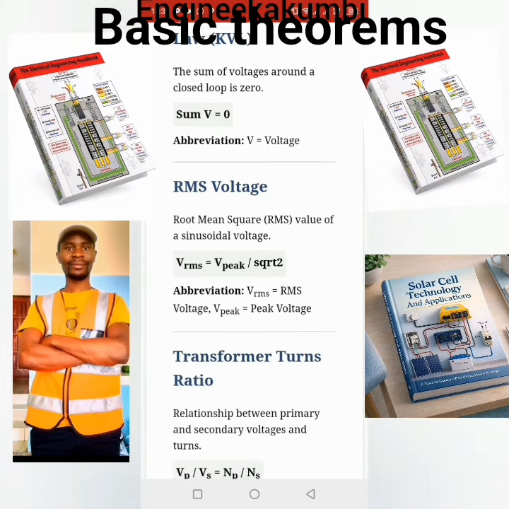We should also know about RMS, abbreviated for root mean square. When we talk about the root mean square, we are talking about the value of a sinusoidal voltage. The formula here is V RMS is equal to V peak over root 2. We are going to understand this as we move forward. The abbreviation VRMS means RMS voltage, and V peak means peak voltage. You get to know all these things as we proceed.